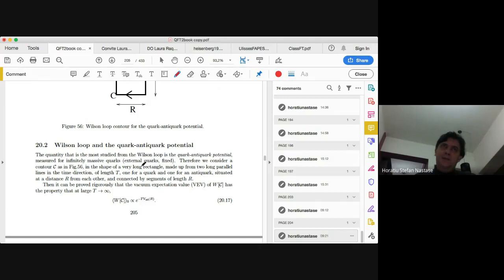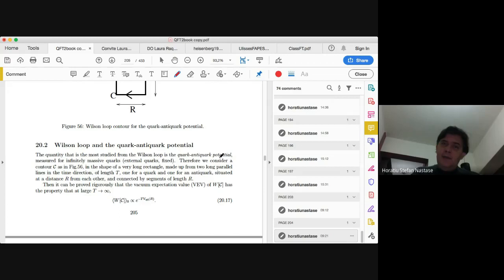otherwise. I mean, you can obtain something like this from lattice gauge theory, but the simplest way to obtain it, even in lattice gauge theory, is from the Wilson loop. So that is the quark anti-quark potential. Initially, the first application of the Wilson loop was already this, the quark anti-quark potential.